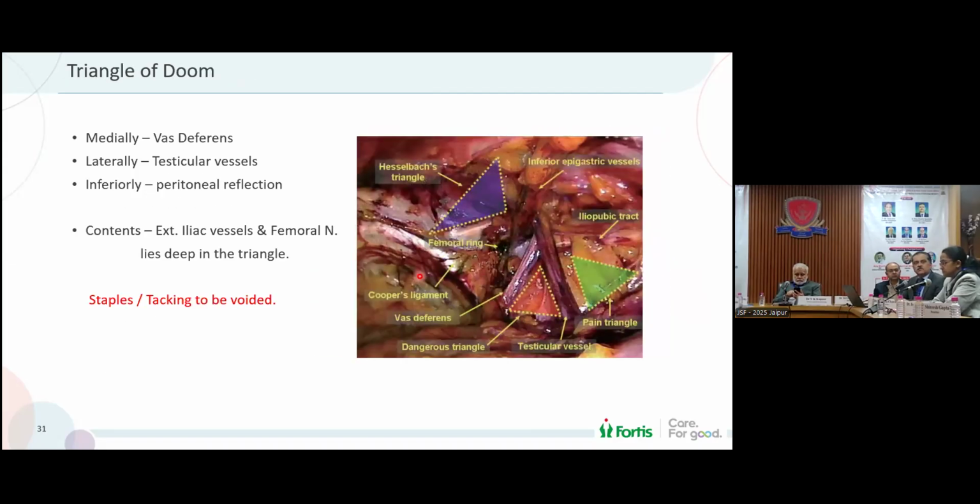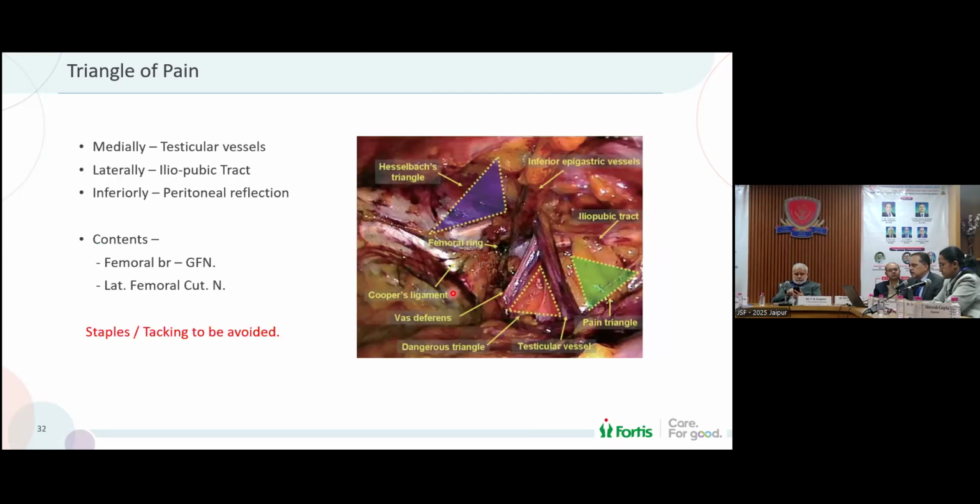These are the triangles of doom, which we need to understand, formed by the vas deferens medially, gonadal vessels laterally, and the peritoneal reflection on the inferior aspect. And then there is a triangle of pain, which is formed by the gonadal vessels on the medial aspect, iliopubic tract on the superior, and lateral aspect, the lateral inferior aspect is the reflected peritoneum.